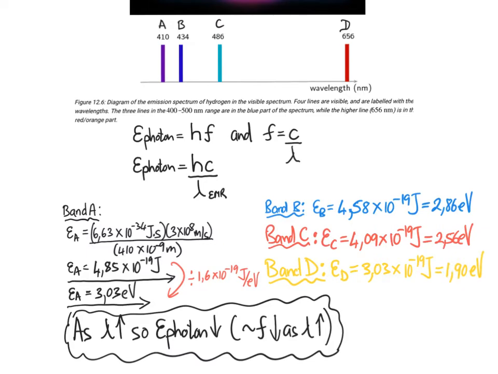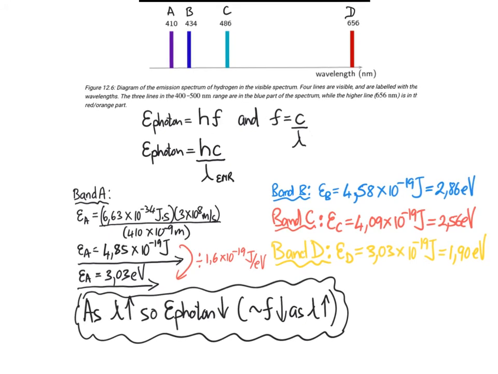And so we can see a pattern here. The pattern is summarized as follows: as the wavelength of the bands increases, the energies of the photons decrease. So we can see here that the wavelengths are increasing, and so the energies went from 3.03 electron volts per photon to 2.86 to 2.56 to 1.9 electron volts.